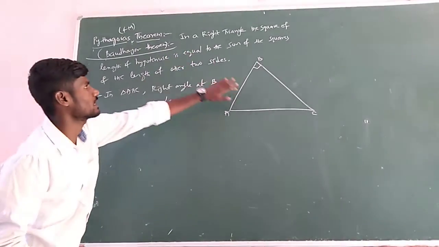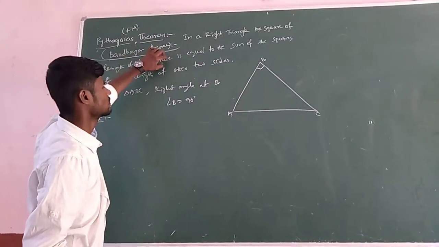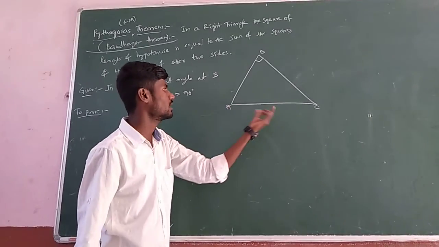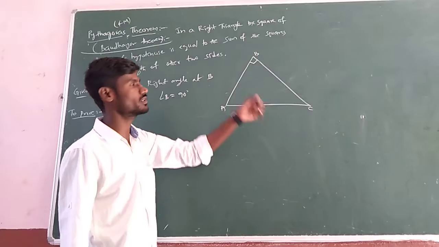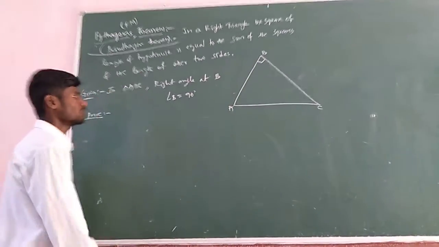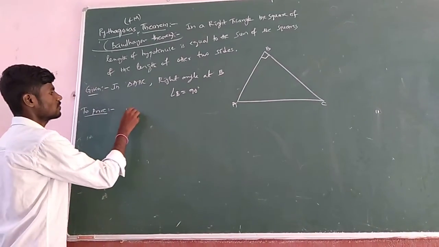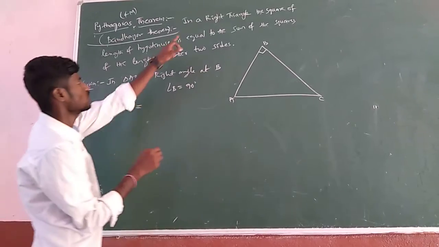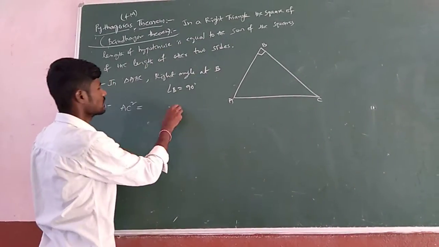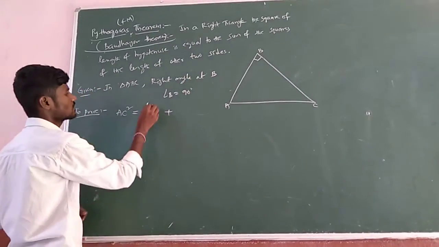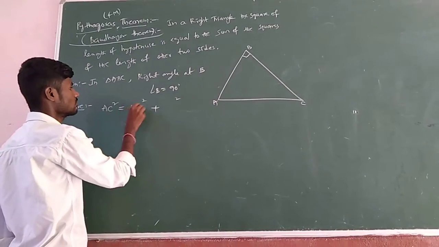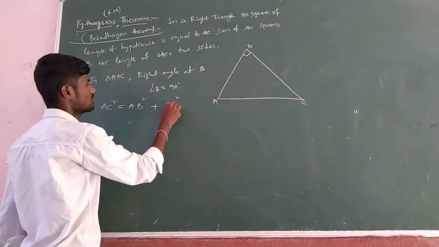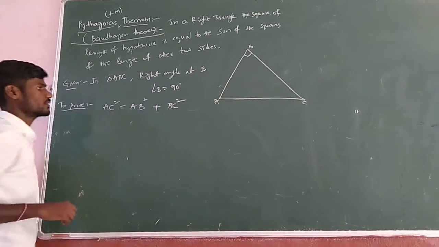In a right angle triangle, the square of the hypotenuse. Now see, what is the hypotenuse in this? The hypotenuse is AC, because it is opposite to the 90 degree angle. Opposite to the 90 degree angle is said to be the hypotenuse. So the square of the hypotenuse AC square is equal to the sum of the squares of the other two sides, AB and BC. So AB square plus BC square. This is the theorem we are going to prove now.